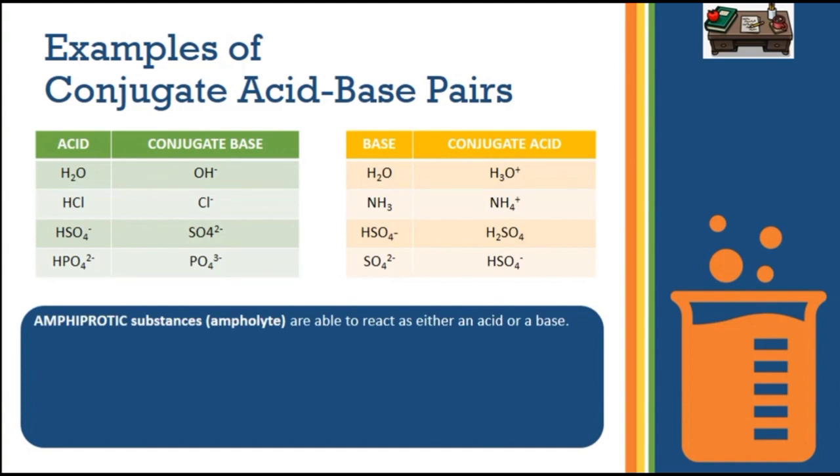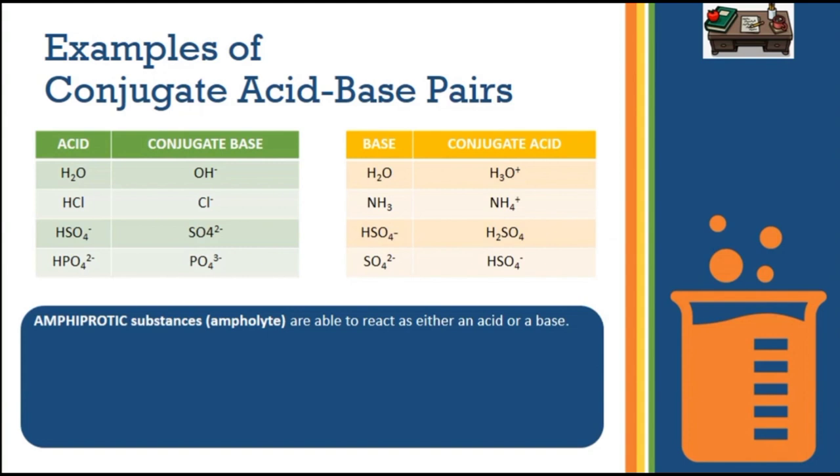Now, there are certain substances that can react as an acid or a base. One can say as an acid and a base. And these substances are called ampholytes. We say that these substances are amphiprotic substances. So these words are big, but they're all one and the same. Once you get your mind and your mouth around them, they're all very easy.